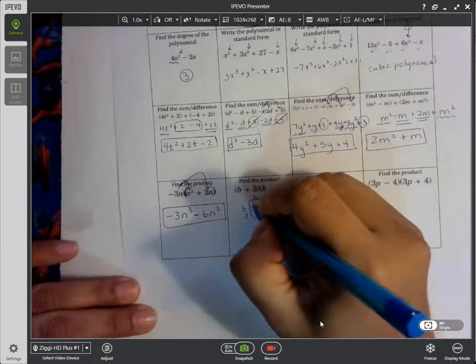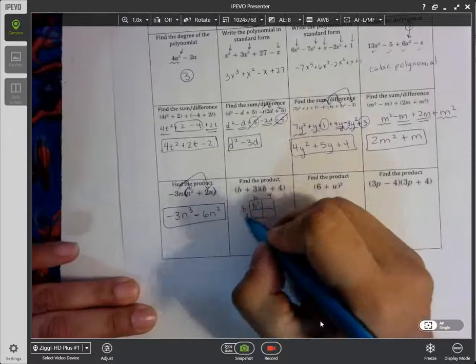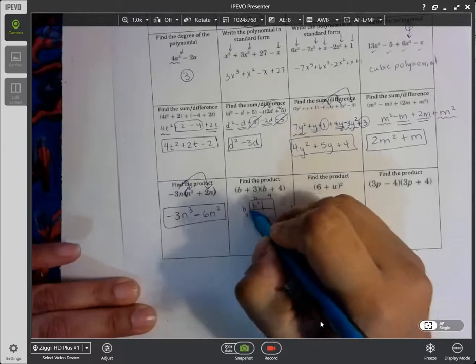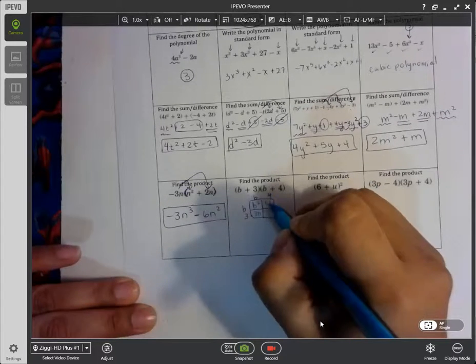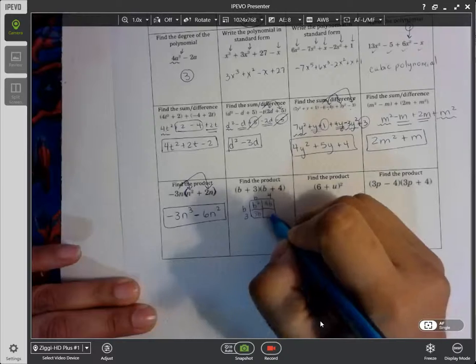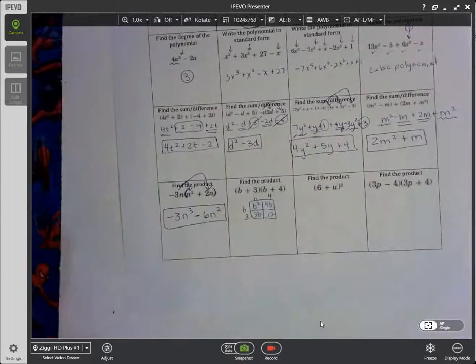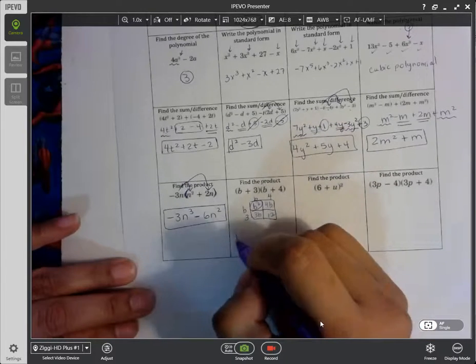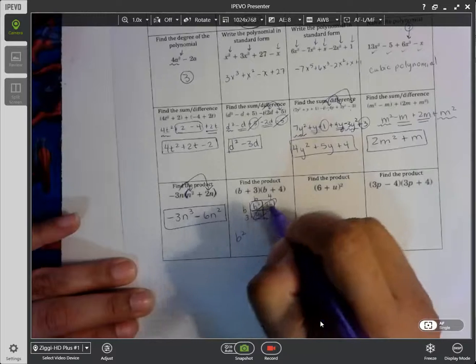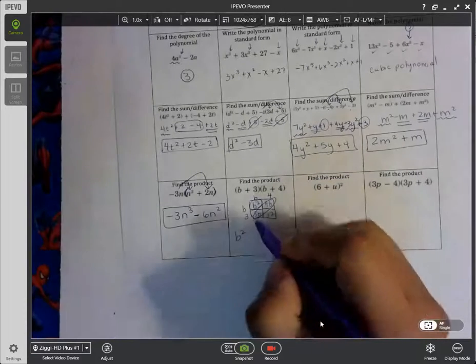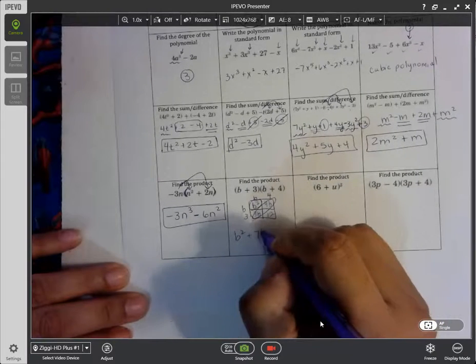B times b is b squared. 3 times b is 3b. 4 times b is 4b. 3 times 4 is 12. So then your final answer is b squared. These are like terms because they both have a single b, so 3b plus 4b is 7b.